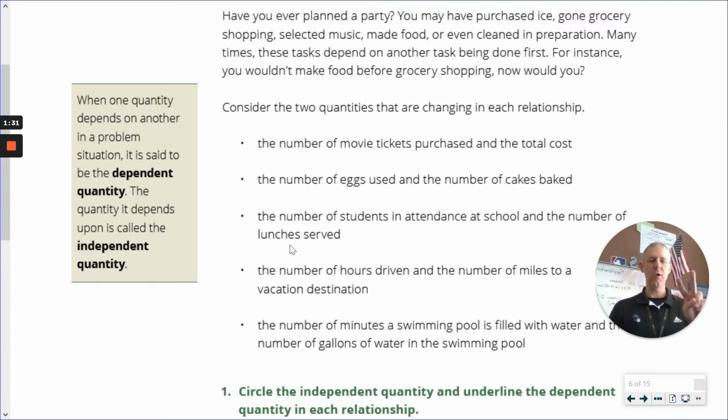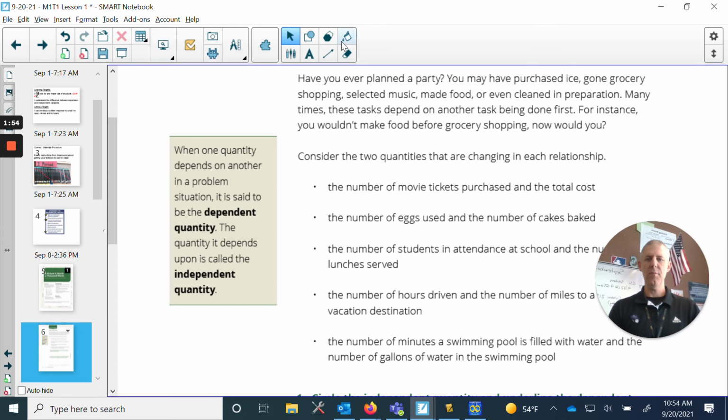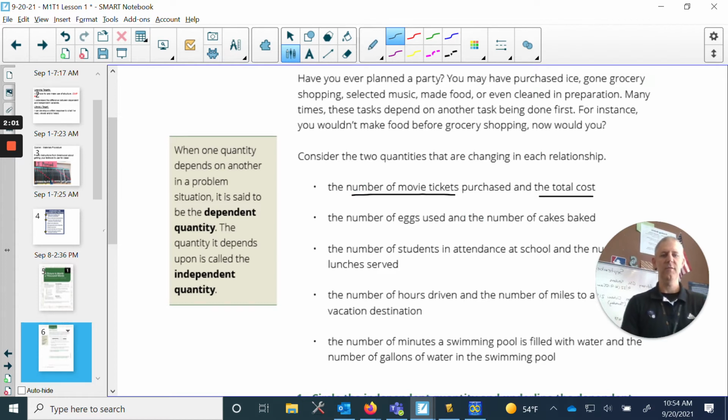We did it in 2 parts. Part 1 was, can you identify the quantities? Those are the things that you can measure or count, and then decide which one depends upon the other. In the first example, we talked about the number of movie tickets purchased and the total cost. So number of movie tickets is one quantity, and total cost is another quantity. Those are my 2 quantities. And I need to know which one depends on the other, or which one is independent.